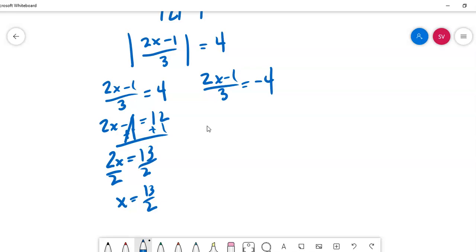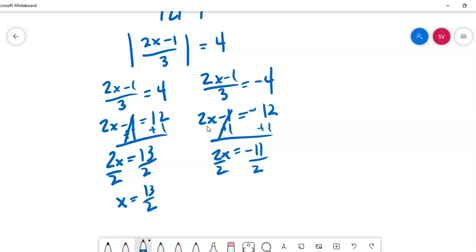Now let's go over here. Multiply by 3. I get 2x minus 1 is equal to minus 12. I will add 1. 2x is equal to minus 11. Divide by 2. X is equal to minus 11 halves. Let's see if we're correct.